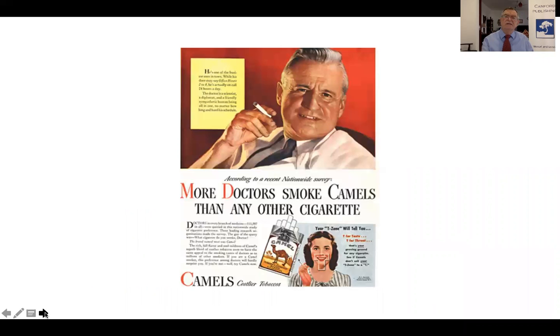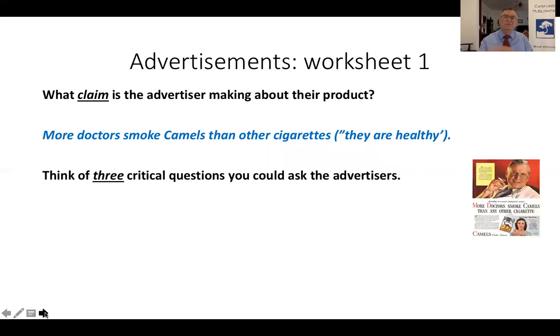Okay, so here's another one. This is an old advertisement. These advertisements are not allowed anymore in most countries. "More doctors smoke Camels than any other cigarettes." And there's a sort of trustworthy looking doctor puffing away on his cigarette. The implication here, because it's doctors, is that it's healthy to smoke these cigarettes, isn't it?